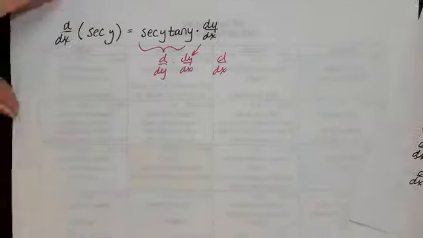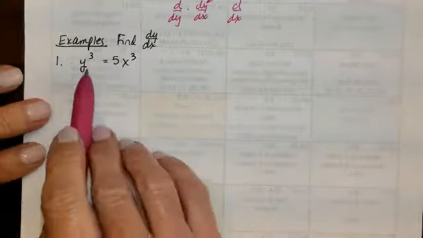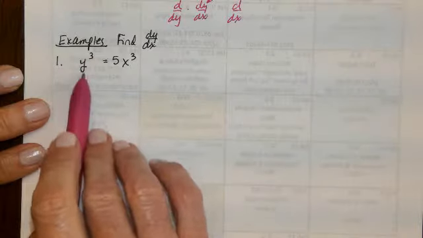Alright. Let's look at the way you're going to see that. So let's look at some examples. Example 1, and in these first examples, we're going to find dy dx each time. Okay? So in this first example, I have this equation, y cubed is equal to 5x cubed. Find dy dx. Well, this is not just a y equals, so I'm going to use implicit differentiation.